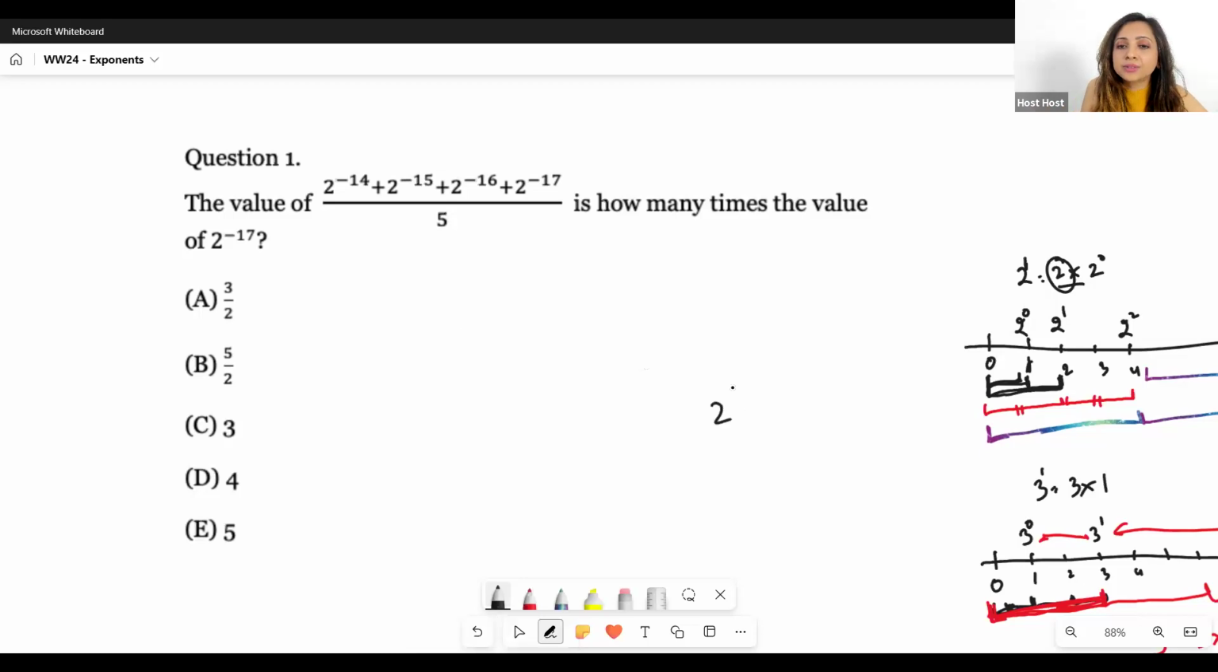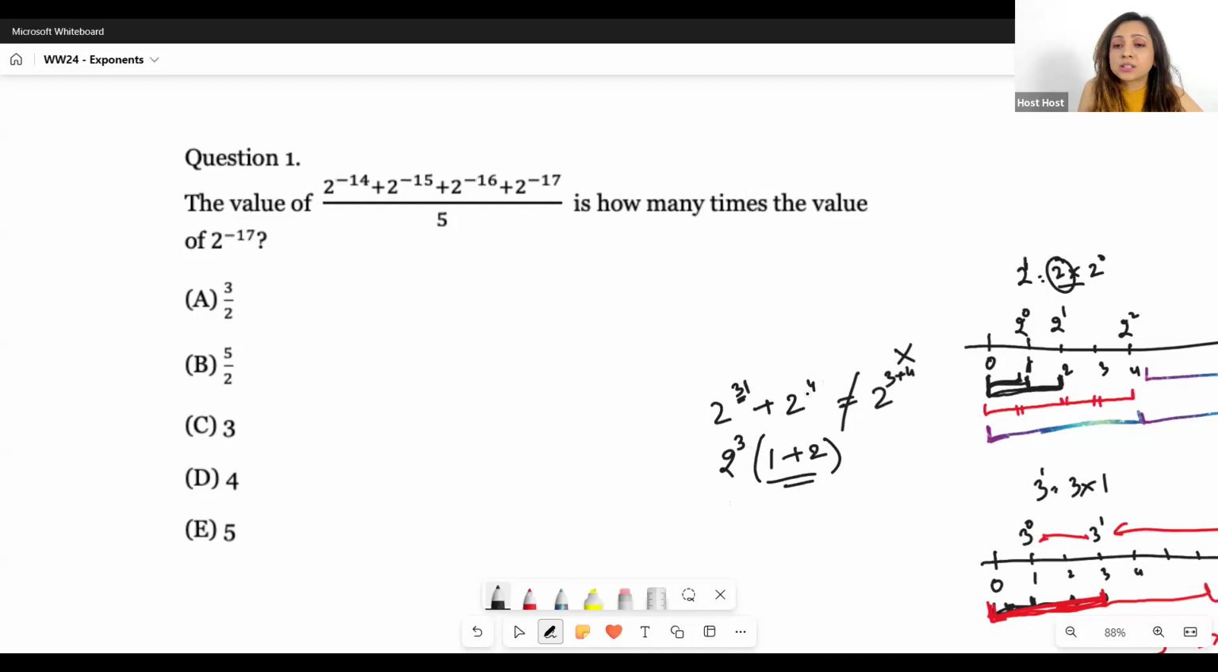So if I have 2 cubed plus 2 to the power 4, there is nothing that I can do here. This is certainly not equal to 2 to the power 3 plus 4. Absolutely nothing we can do here, right? The only thing that we can do is take something common. Whatever is the smallest exponent, I'll take that common. This should be 2 cubed, this becomes 1 plus 2, and now this is easy to calculate. This is just a 2 cubed.